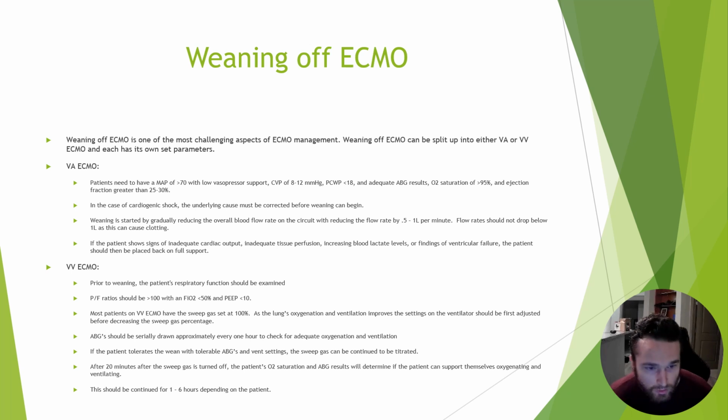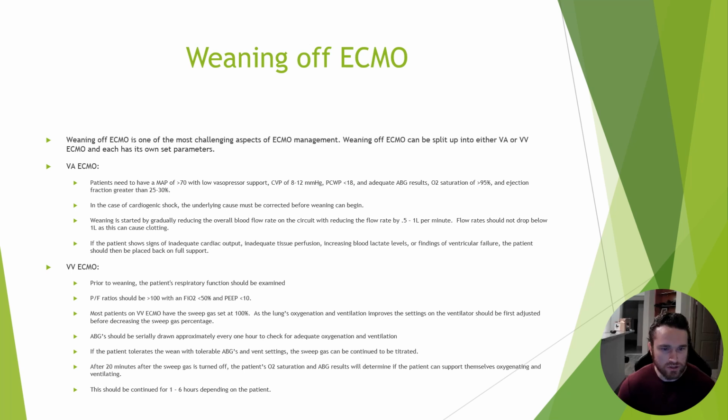Now, coming off ECMO, it's a slow process. Weaning off ECMO is one of the most challenging aspects of ECMO management. It can be divided up into either VA or VV ECMO. In VA ECMO, patients need to have a MAP of greater than 70 with low vasopressor support, CVP of 8 to 12, PCWP of less than 18, adequate ABG results, adequate O2 results, and an EF greater than 25 to 30%. In case of cardiogenic shock, the underlying cause should be corrected before weaning can begin.